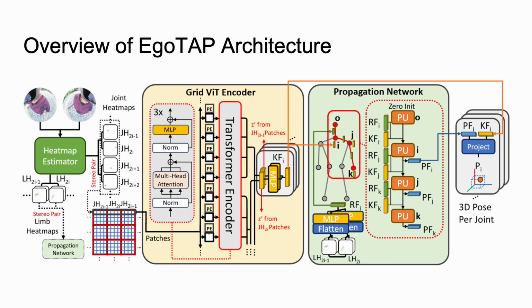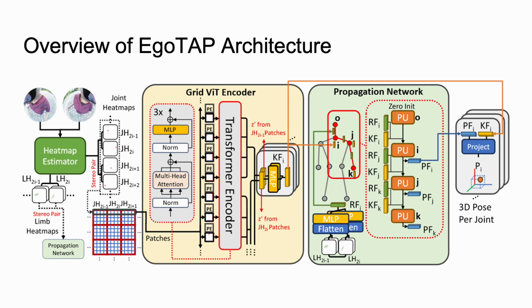Egotap architecture tackles the challenge with grid vision transformer encoder and propagation network. Egotap takes limb heatmaps and joint heatmaps. The grid vision transformer encoder takes joint heatmaps and generates effective feature embedding corresponding to each joint. The propagation network processes these joint features with their relational information. With the awareness of the skeletal structure, it takes advantage of the parent joint features to improve child joint pose estimation result.